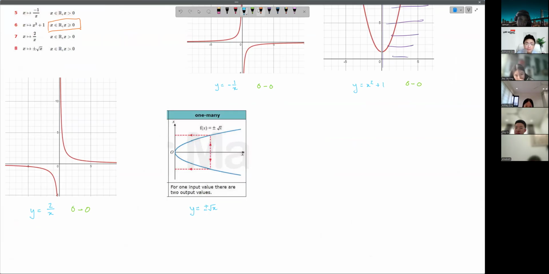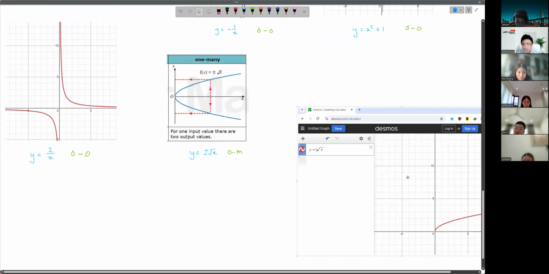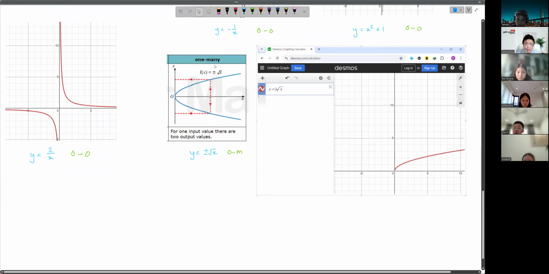So even though you restrict x to the positive region, this whole thing is one to many. If you key this in Desmos, let me try. Yeah, if you key in Desmos, it will just give you the top. That's why they have a positive negative here, because you will also include the negative.